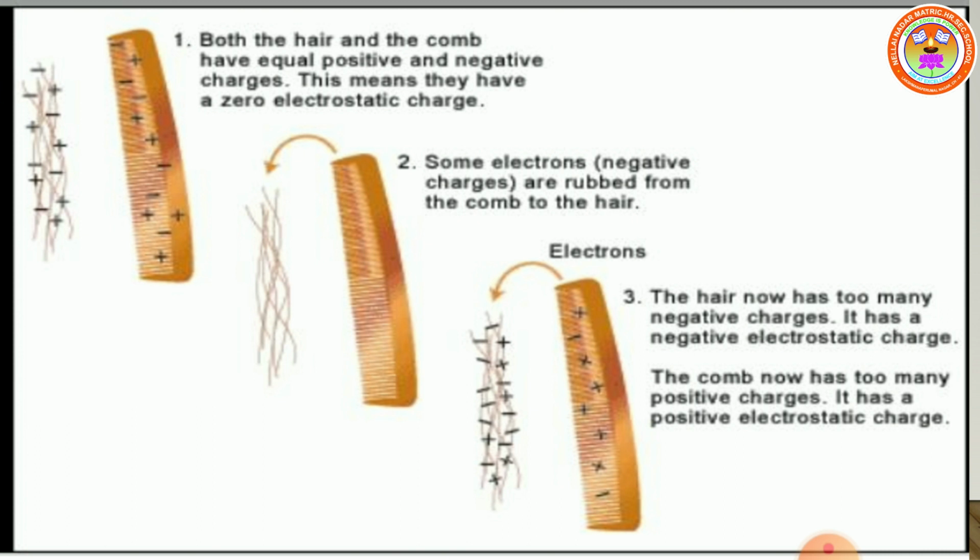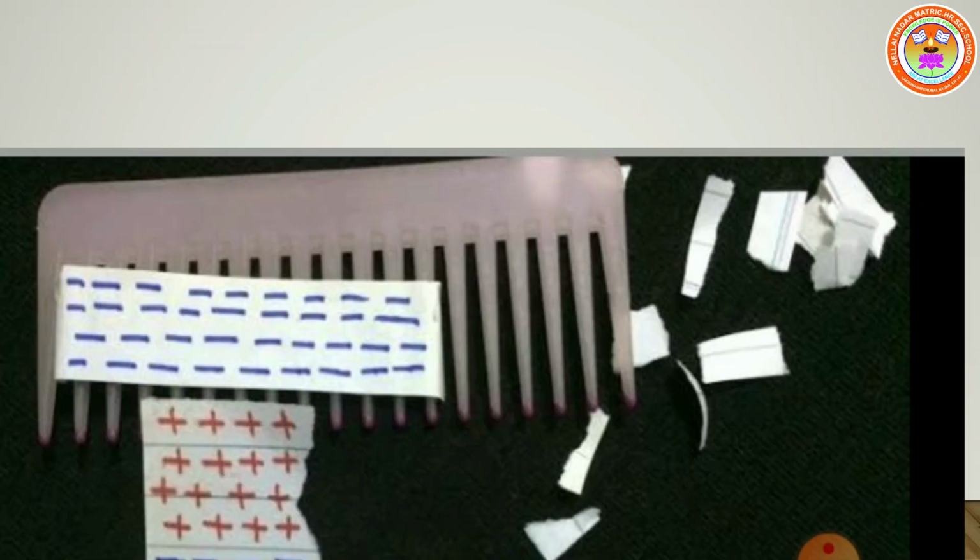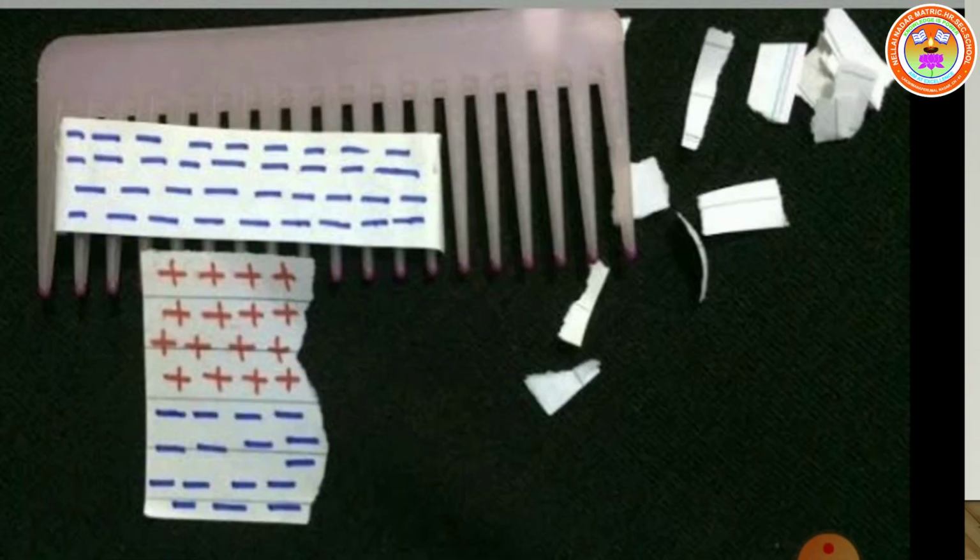While combing hair, charges are transferred from hair to comb due to friction. If the hair is wet, the friction between the hair and the comb reduces, so dry hair is the only suitable choice for this experiment. Reduced friction reduces the number of electrons transferring from hair to comb.